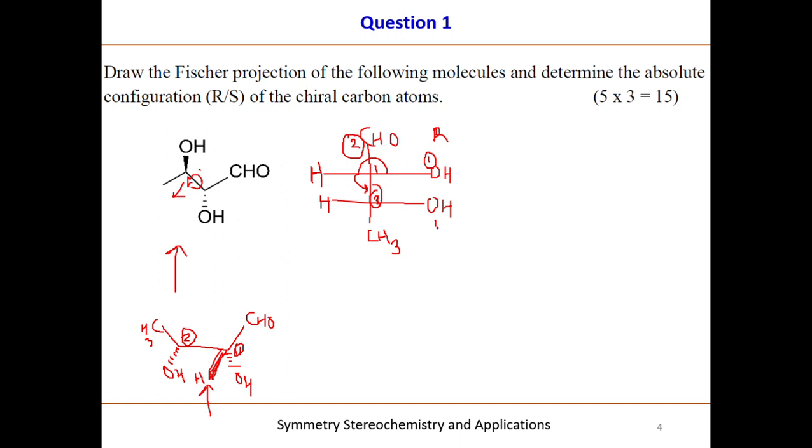Now let's talk about the second carbon. Here again, first priority group, then the second one is here, and this is the third one. So it's going in the counterclockwise direction again. But because the least priority group is present on the horizontal line, it will become R. So the configuration of this molecule is RR. The absolute configuration of the molecule is RR. I hope all of you are clear here. Now let's move to the next question.